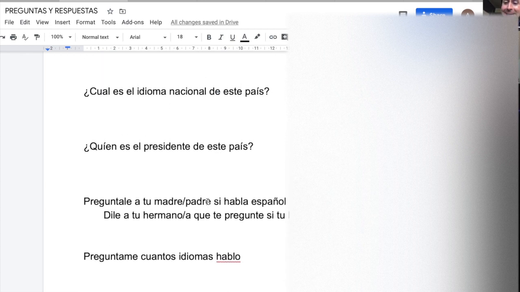Vale, Hannah, ¿quién es el presidente de este país? ¿Quién es el presidente de este país? ¿Quién es? El presidente de este país. ¿Quién es? Who's the president of this place? Shh. En español. Country. Este país. ¿Quién es el presidente de este país?